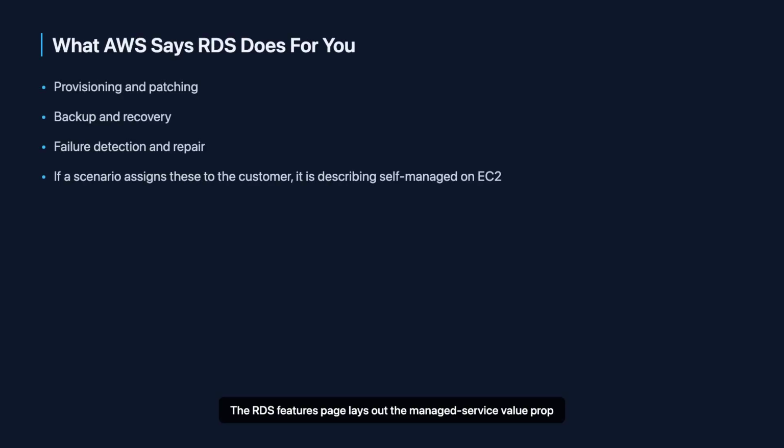The RDS features page lays out the managed service value prop in a single sentence. Amazon RDS handles database management tasks like provisioning, patching, backup, recovery, failure detection, and repair. That is the full list of things you stop owning the moment you move from a self-managed database on EC2 to RDS. And it works the other way too. If a scenario hands any of those responsibilities back to the customer, you're no longer looking at RDS. You're looking at someone running their own database on a virtual machine.